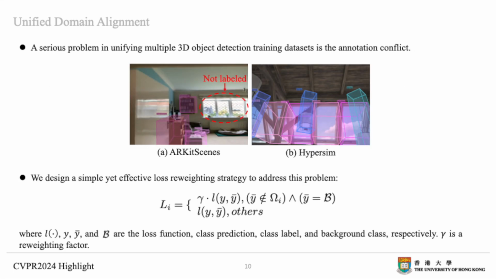In addition, as mentioned before, there exists annotation conflict among various domains of training data. For example, as shown in the figure, the window is not labeled in the dataset ARKitScenes while labeled in the dataset Hypersim. This is partly because a window is thin and transparent, which makes its 3D shape difficult to determine in real scenarios. To handle this annotation conflict, we devise a simple yet effective loss function. In this function, we reduce the loss punishment to the classes of objects that are not annotated in the current dataset but labeled in other datasets.